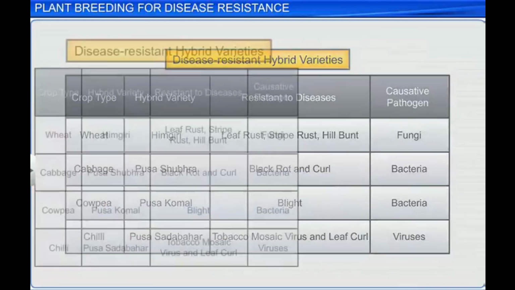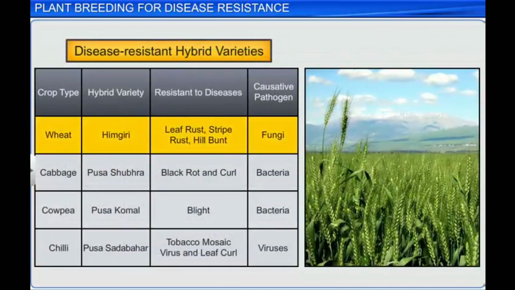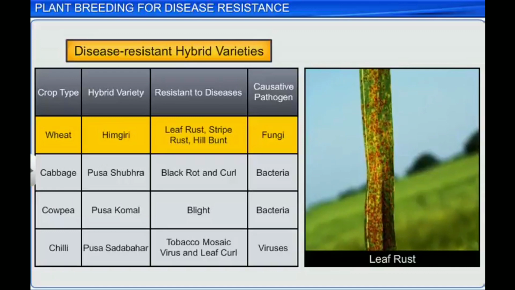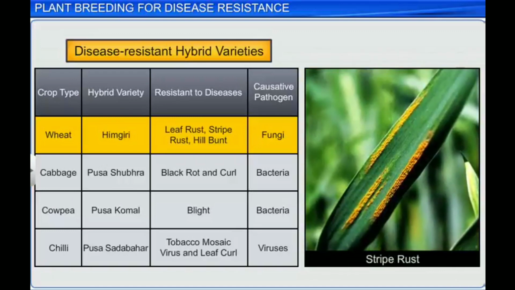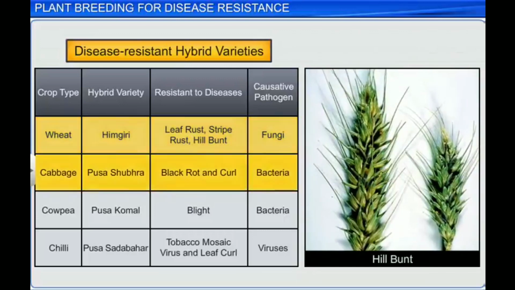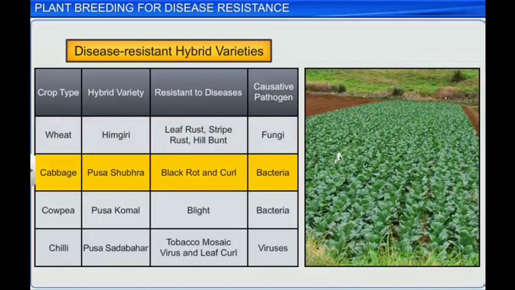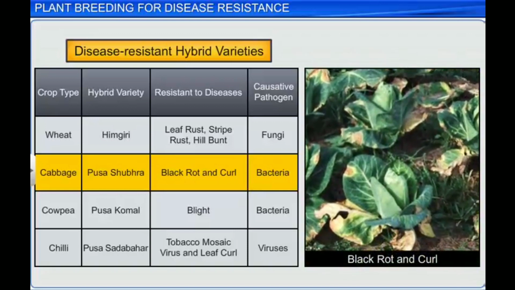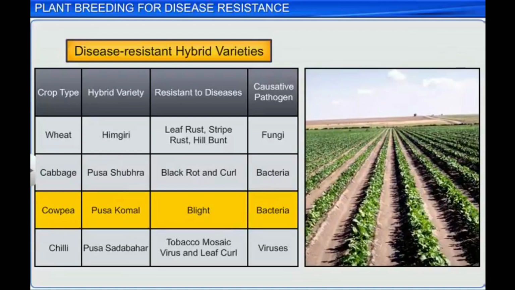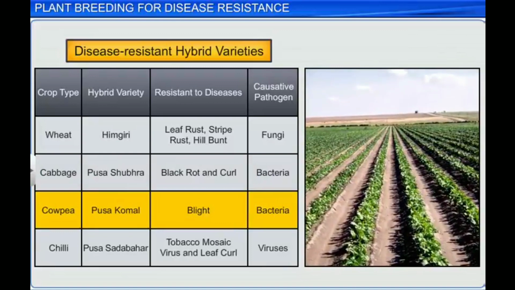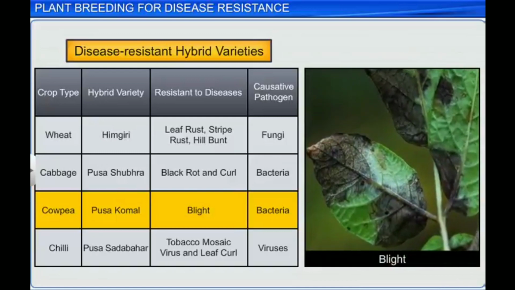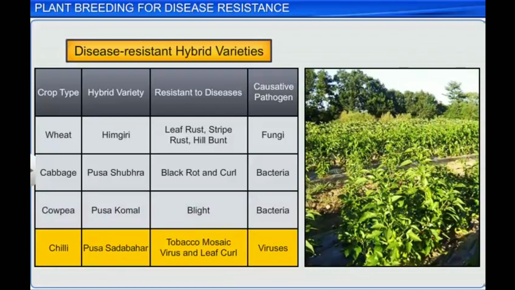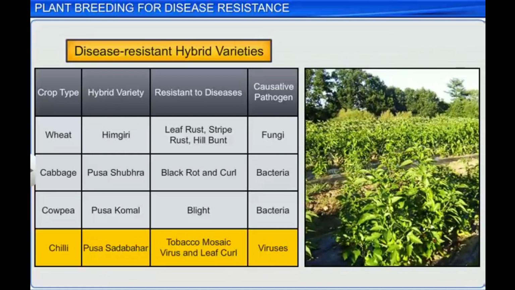Himgiri, a hybrid variety of wheat, is resistant to fungal diseases such as leaf rust, stripe rust, and hill bunt. While Pusa Shubhra, a hybrid variety of cauliflower, is resistant to fungal diseases such as black rot and curl blight. There is Pusa Komal, a hybrid variety of cowpea that is resistant to blight diseases caused by a bacterium, while Pusa Sadabahar, a hybrid variety of chili, is resistant to viral diseases such as tobacco mosaic virus and leaf curl.